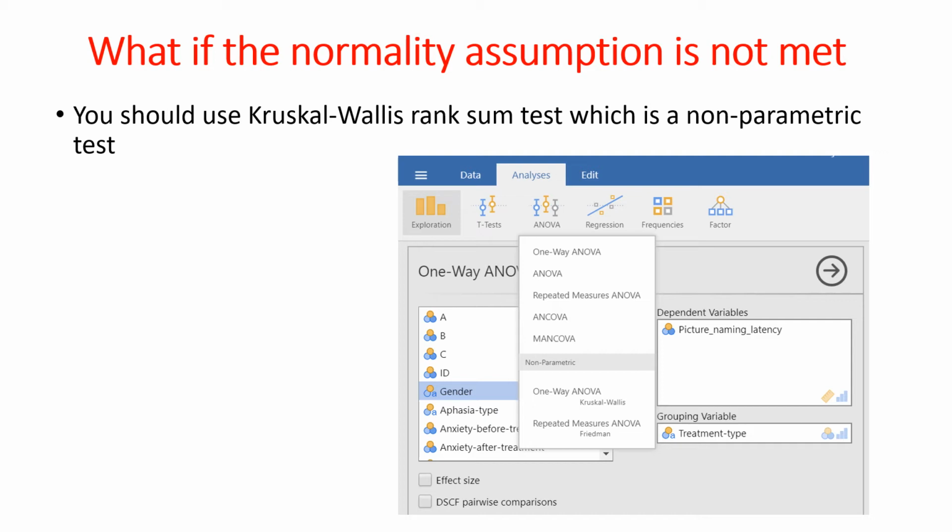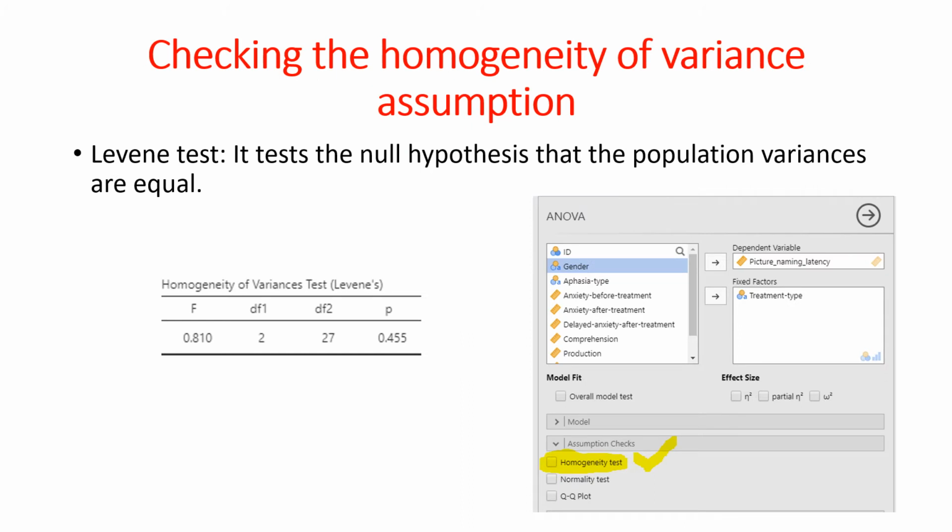From this menu, you need to select one-way ANOVA, Kruskal-Wallis, and the dependent variable is picture naming latency, and the independent variable is the treatment type. Just because the normality assumption was not met, we need to move on with a non-parametric test, which is Kruskal-Wallis. How about the homogeneity of variance assumption?